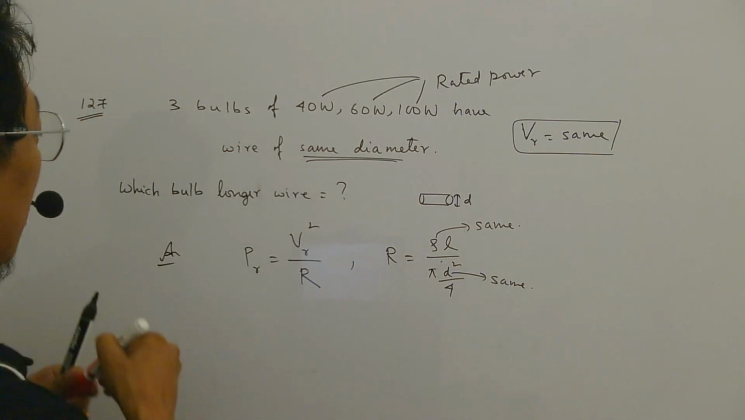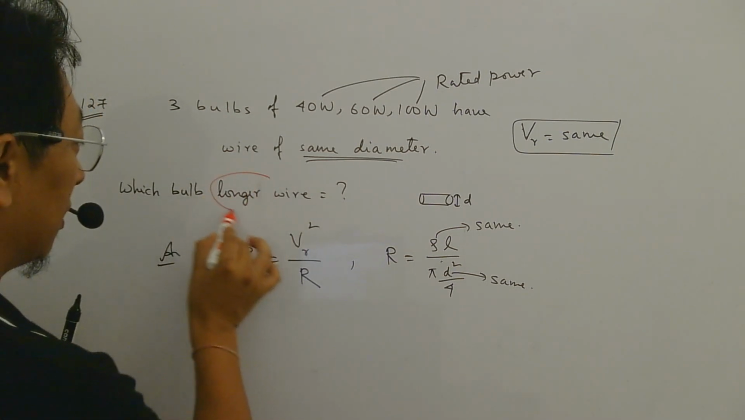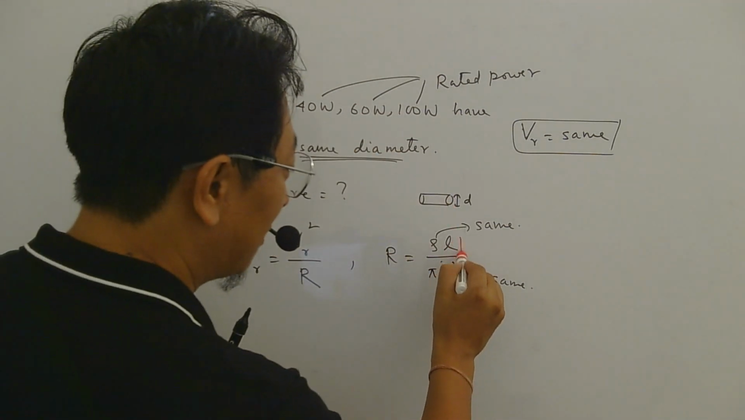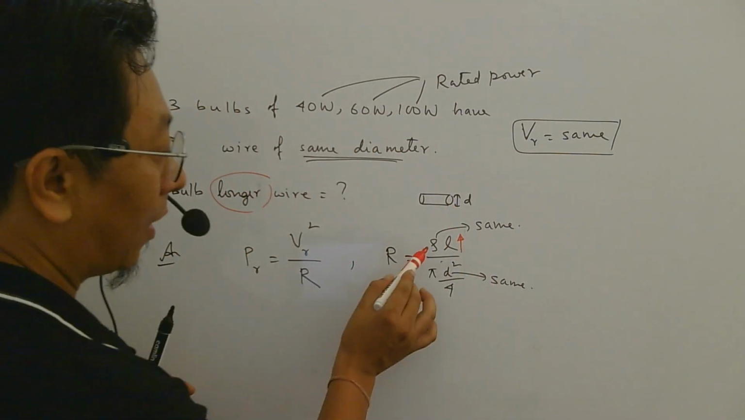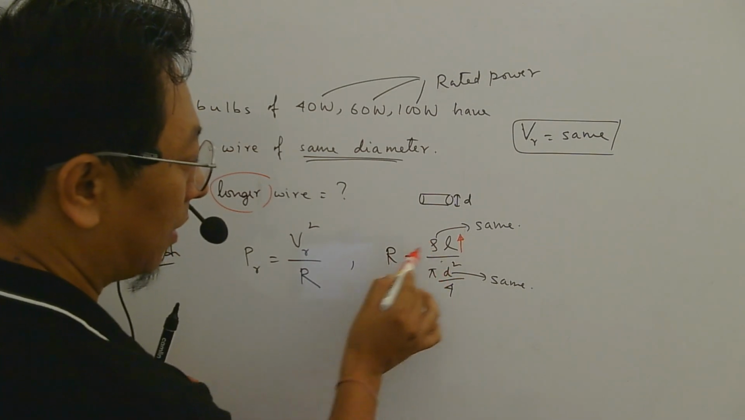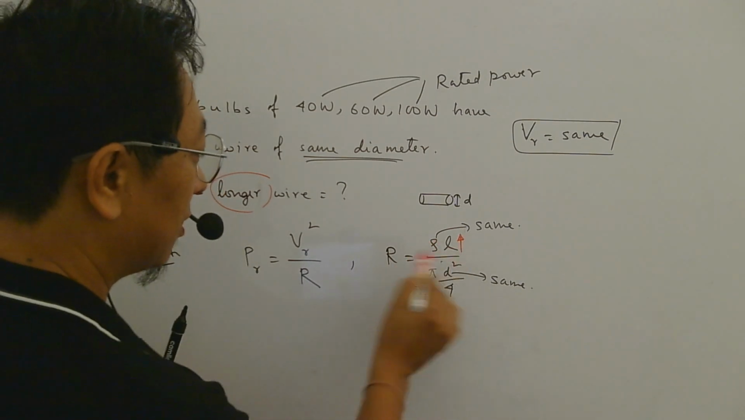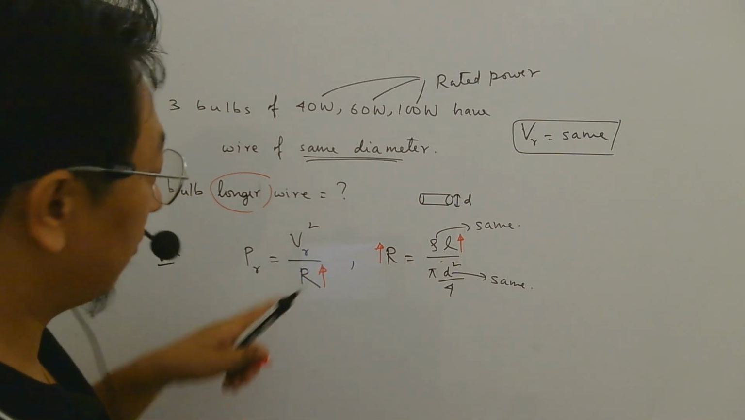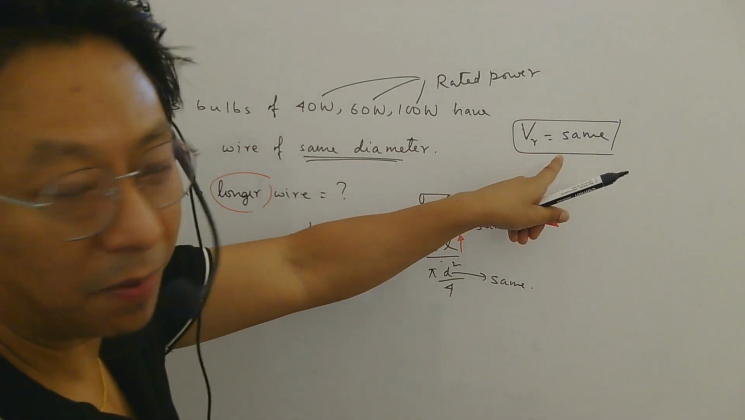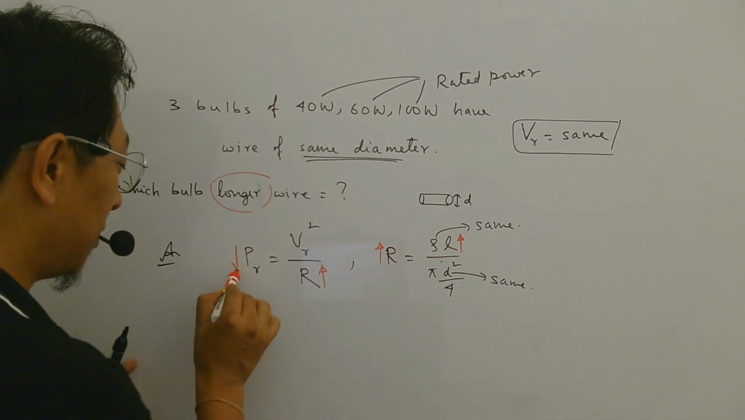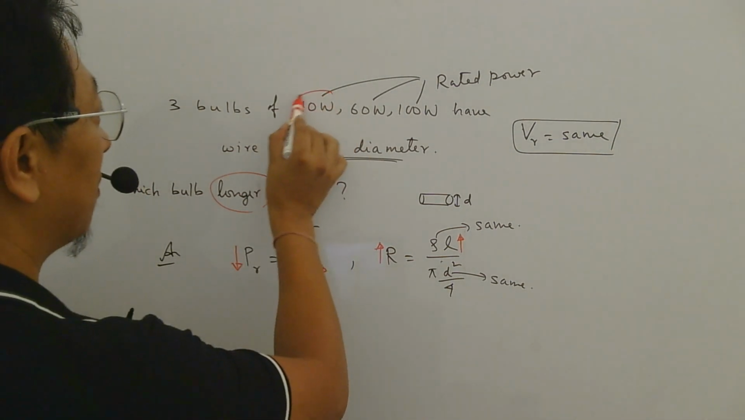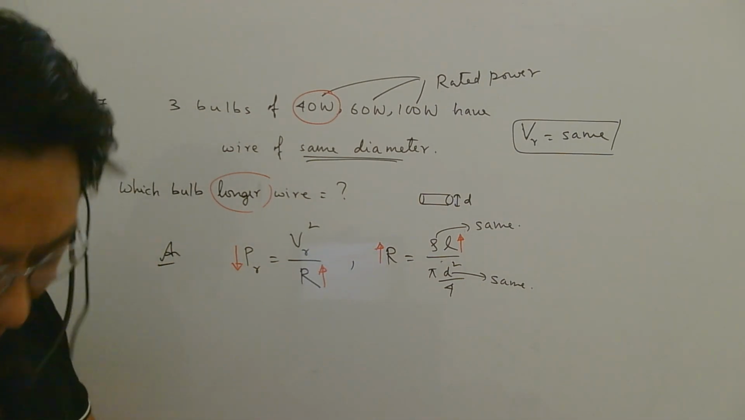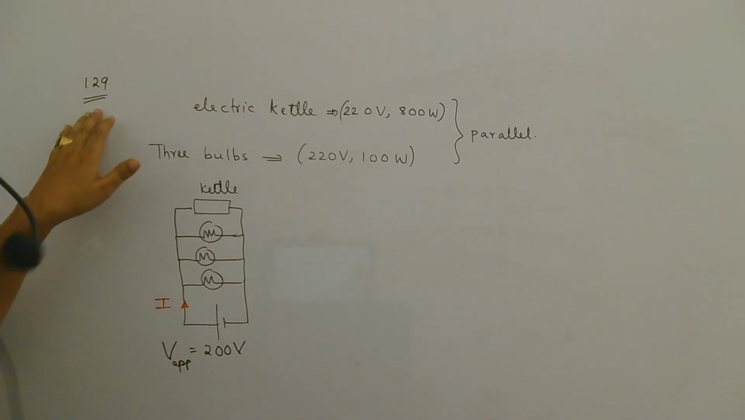So if you want the bulb which has longer wire, in this case I should say longest wire, so the length should be maximum. And if these two are same, then R and L are proportional. So if length is maximum, R should be maximum. If R is maximum and we assume same rated voltage, then power rated should be minimum. So this bulb will have the longest wire. Okay, so 40 watt bulb. Let's see the next question, 129.